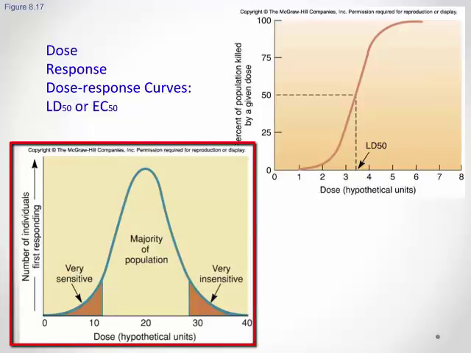In the bottom left, you see a dose-response curve following a normal bell curve. This shows that there are some individuals that are extremely sensitive to a dose and some individuals that are very insensitive, but the vast majority of individuals will fall in between these two categories.